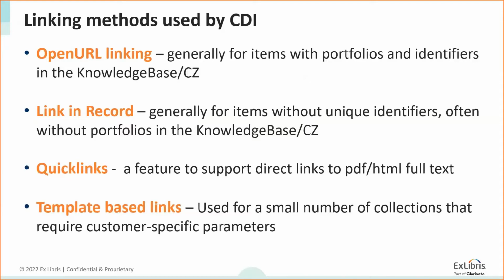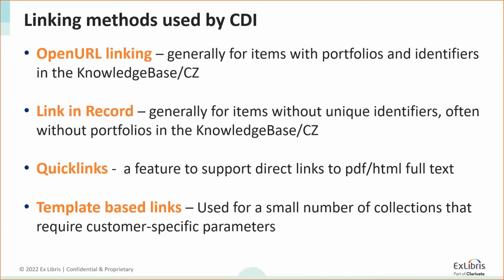There are a number of methods used in CDI, and you're probably familiar with them, but I like to summarize and point them out again. First of all, the traditional linking is really OpenURL linking, which is coming from the time when we had just the journals and journal articles. So this is generally used for items with portfolios and identifiers, a lot with journals that have ISSNs, but also, of course, with books with ISBNs, etc. Generally, this is a very good method if you need to calculate an appropriate copy, and you need to calculate the link based on the platform you have access to, and there are identifiers.